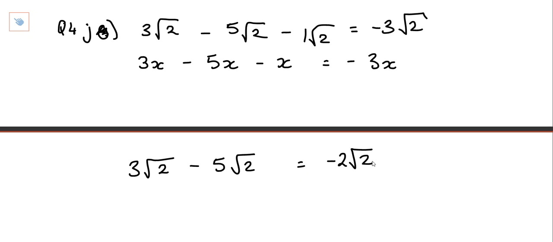It would be -2 root 2. I got it. Right, now, I was asked a question. Well, doesn't the root 2 and the root 2 just become 2? Yeah, that's what I thought. Would anyone have a comment on that? Yay or nay?